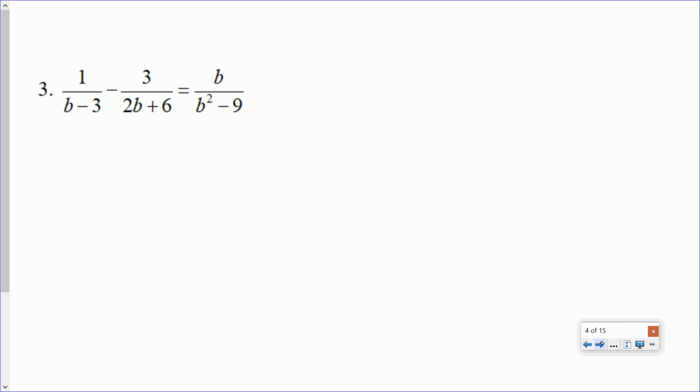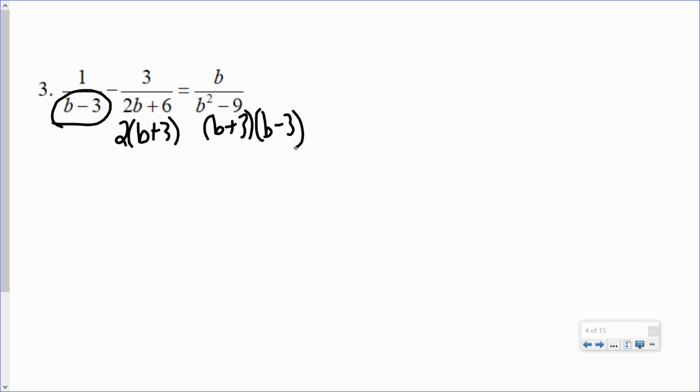So to get rid of fractions, I need to multiply by the LCD. To get my LCD, I need to list all my factors. Before I can list all my factors, I need to factor each of my denominators. So my first denominator is fine. B minus 3 can't be factored, so that one's done. My second, I can factor out a GCF. And my third, well, that's a difference of squares, so it's going to be B plus 3, B minus 3.